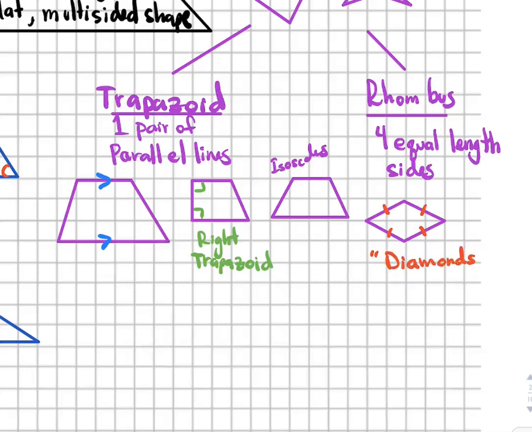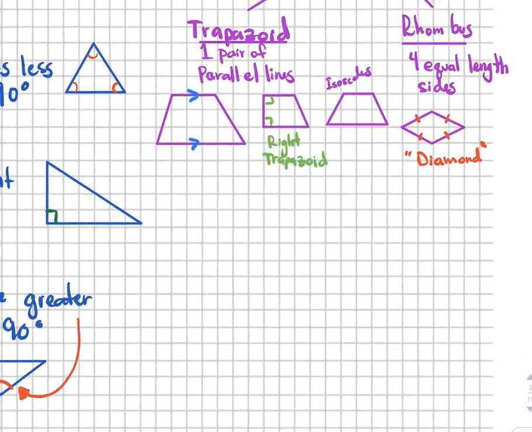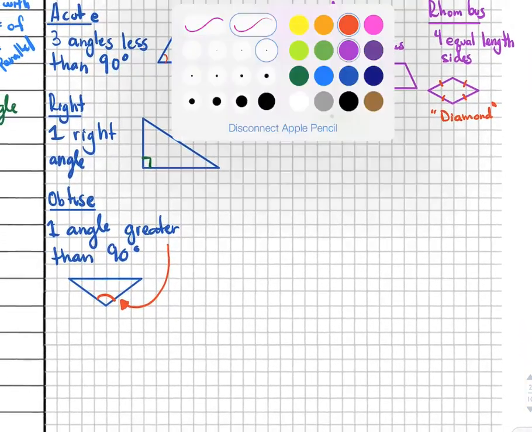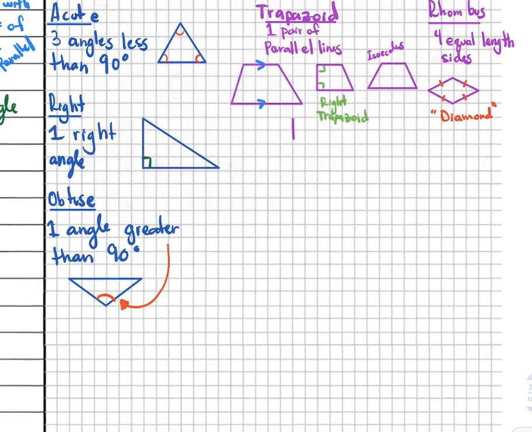Diamonds. Okay, all right. I'm going to leave my rhombus there, and I'm going to go down my trapezoid pathway. And instead of one parallel line, I'm going to keep going and increase it and call them parallelograms. Parallelograms have 2 pairs of parallel lines.